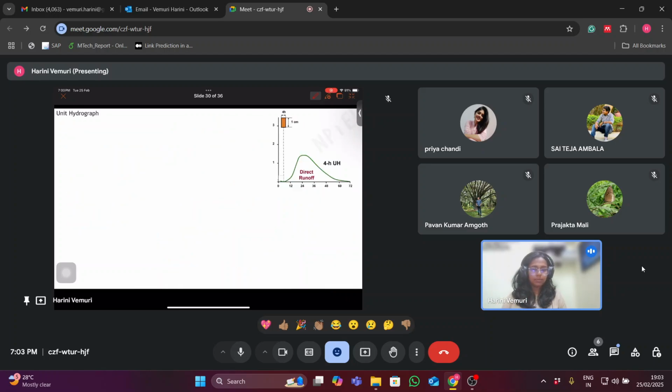Okay. So now we will look into the concept called the unit hydrograph, which was given by Sherman in 1932. The unit hydrograph is the direct runoff hydrograph generated due to 1 unit depth of excess rainfall that has occurred uniformly over the basin and at a uniform rate, for a specified duration of D hours.